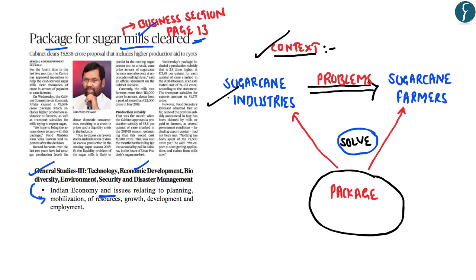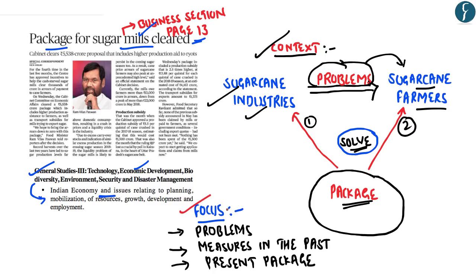Now the sugarcane industries in India have been facing problems. And these problems have in turn adversely affected the sugarcane farmers in India. So the government has announced this particular package in order to solve the problems which are affecting the sugarcane industries as well as the problems which are affecting the sugarcane farmers. So as part of this video analysis, we will understand as to what are the problems affecting the sugarcane industries in India.